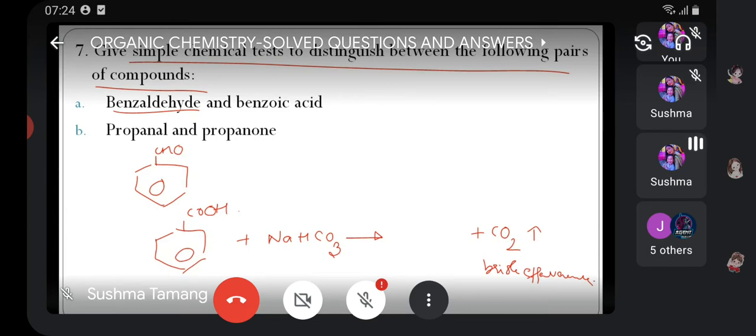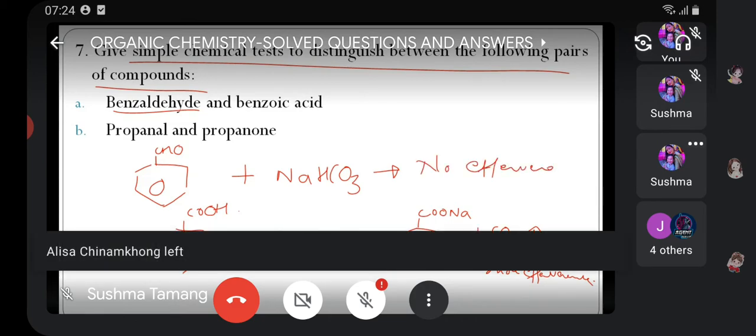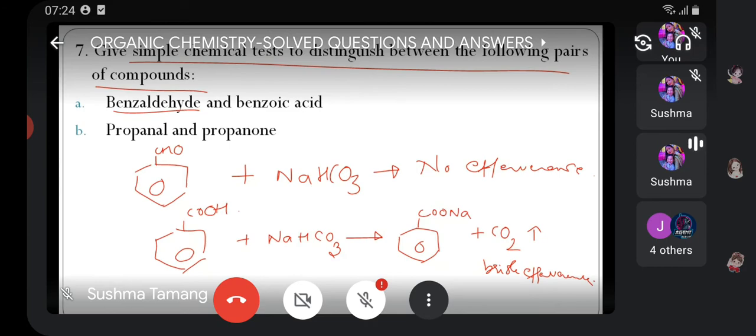Okay. So brisk effervescence पाउँछ and अर्को product हुन्छ तिम्रो COONa. You will get the salt. So हेर्, जुन चाहिँ easy reaction छ त्यो गर. So again, when the same reaction you do for aldehyde, you will not get any effervescence. So यसरी गर्नु पर्यो. So बिर्सिसक्यो होला तिमीले.